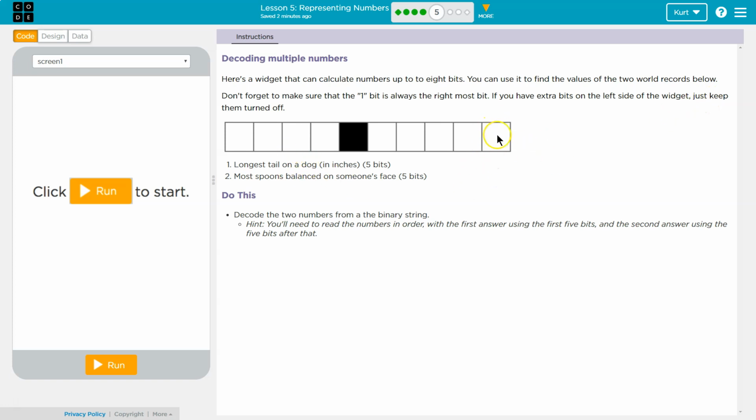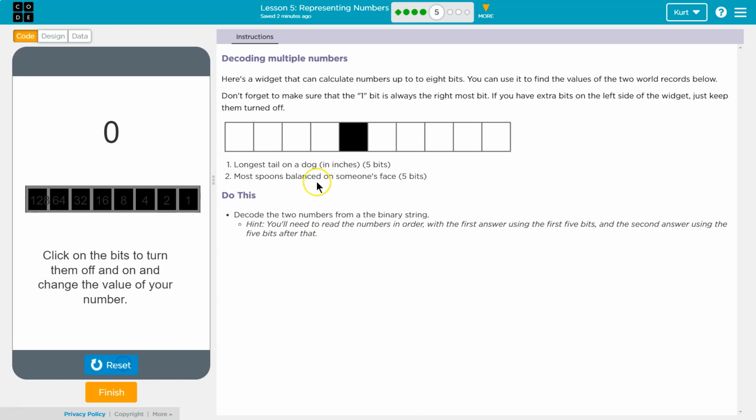Yeah, this is always the ones place. I could have this and then all of this be zeros, and it's the exact same number. It doesn't matter. We always want the bit all the way over here. Longest tail of a dog in inches is 5 bits. Okay, so since now I know that the bit counting always starts this side, 5 bits.